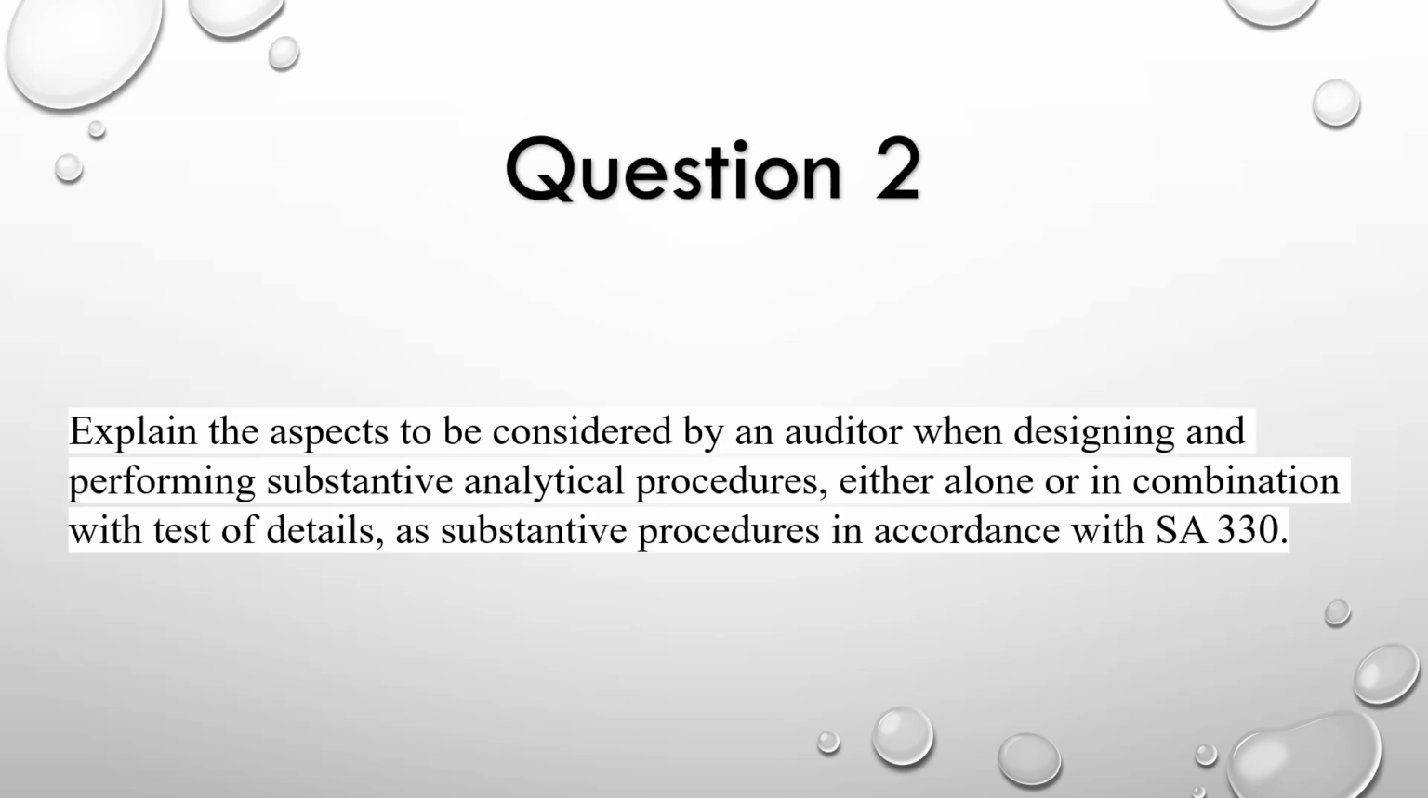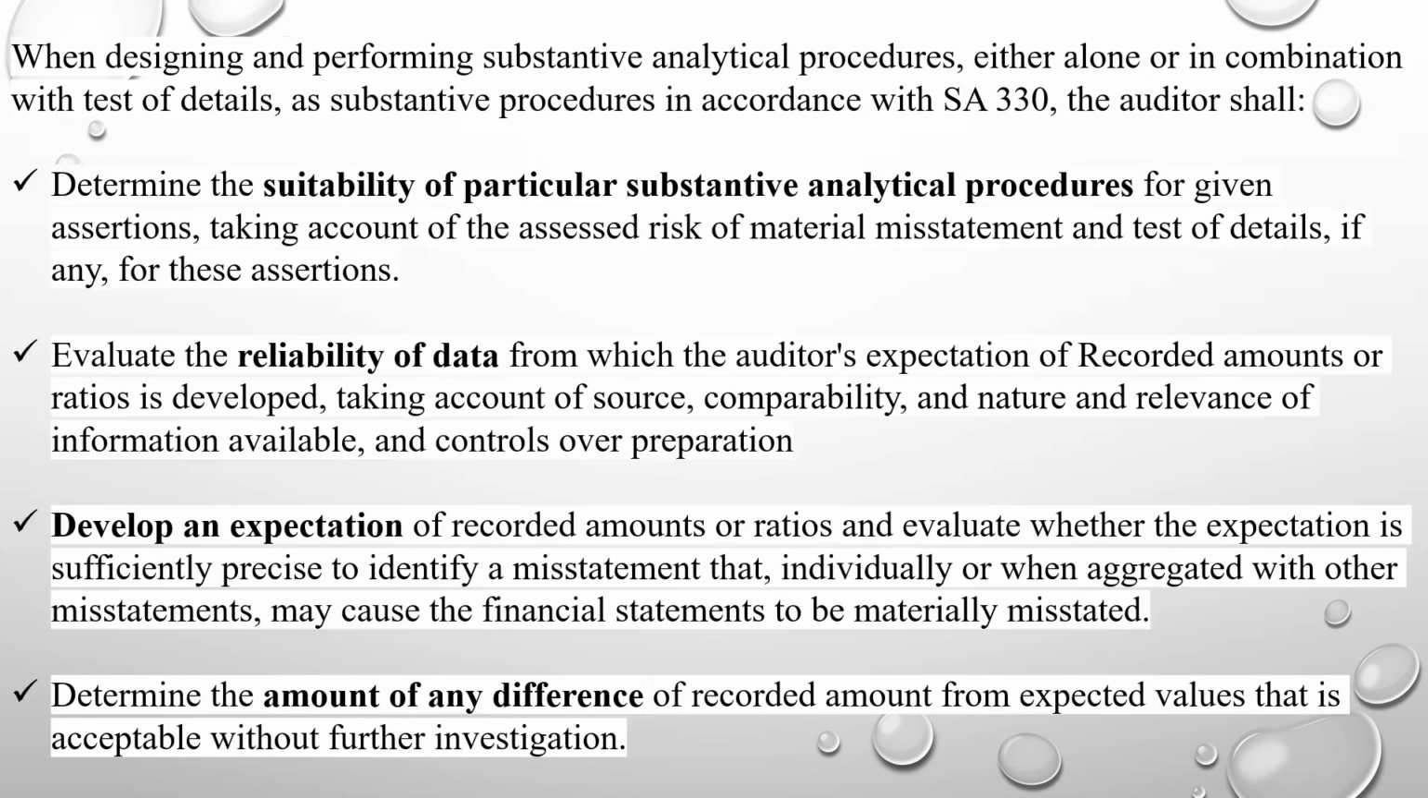Question number 2 is explain the aspects to be considered by an auditor when designing and performing substantive analytical procedures either alone or in combination with test of details as substantive procedures in accordance with SA 330. The auditor shall first determine the suitability of particular substantive analytical procedures for given assertions taking account of the assessed risk of material misstatement and test of details if any for these assertions.